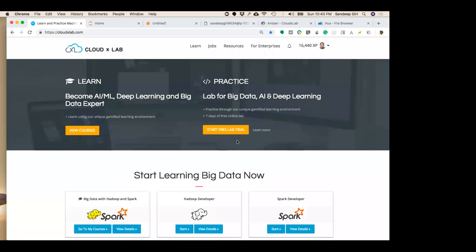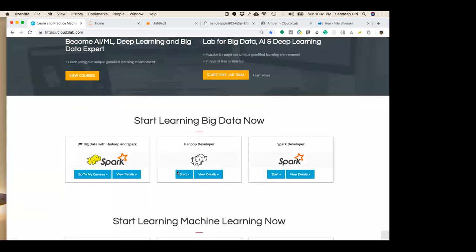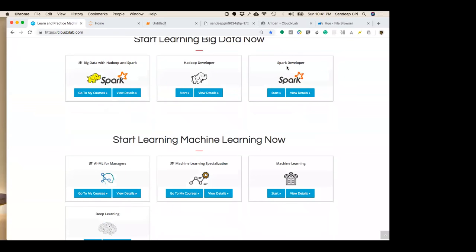A question is, if someone is from a programming background, is there a next course? I would suggest that you take up the Spark developer course. This is for anyone who is from a programming background. This course is very detailed, and you will learn distributed computing. This course is about distributed computing.